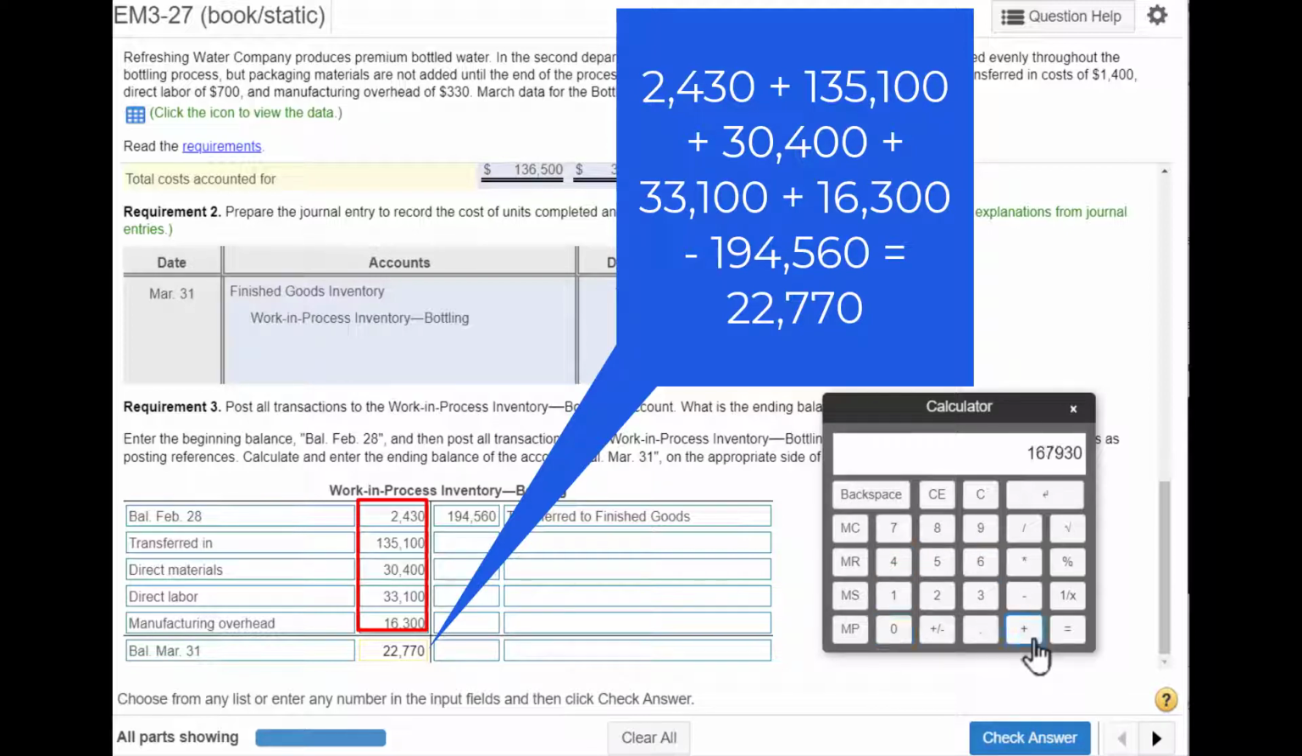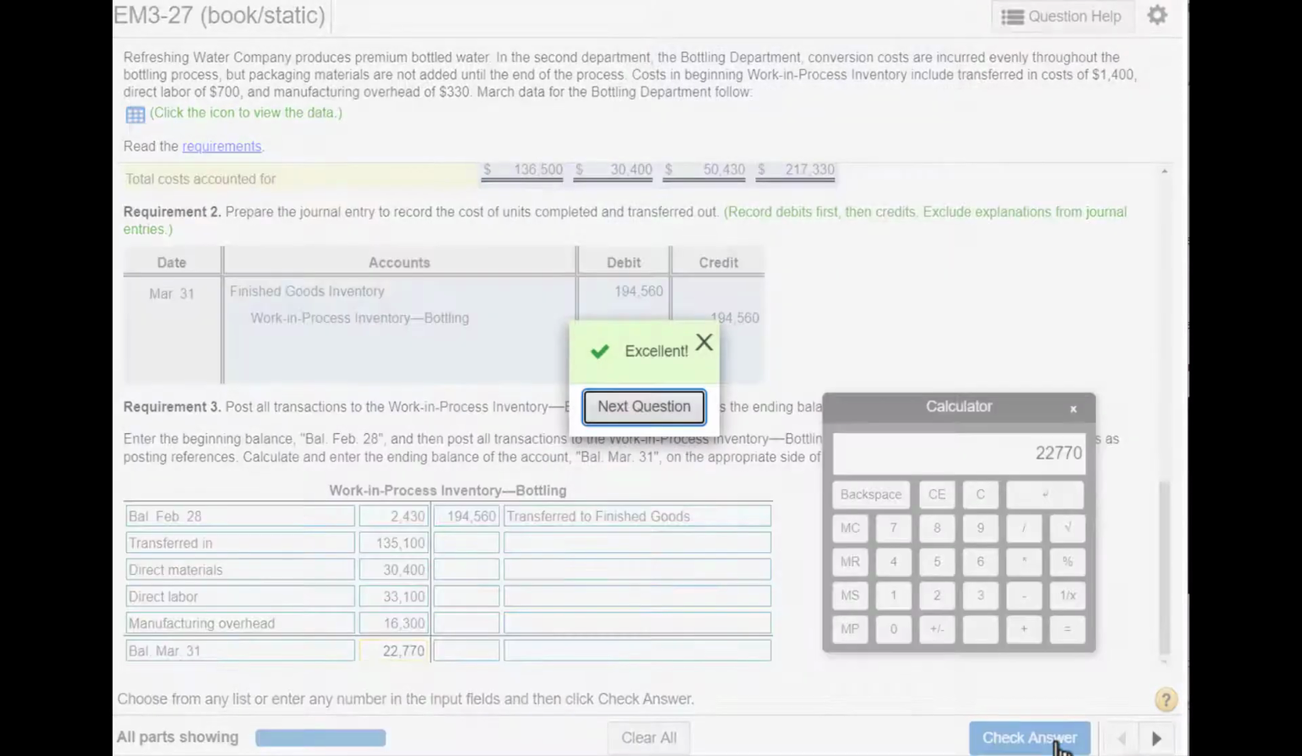30,400 plus 33,100 plus 16,300 and then minus 194,560 equals 22,770. So that means we've done the production cost report correctly. And that's it.